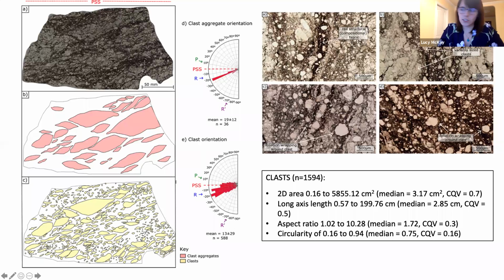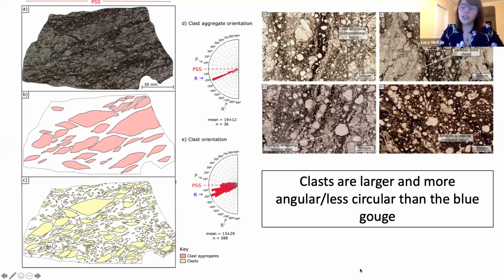So again, I've presented the numbers from my analysis, but all we need to know is that we're moving further away from the main slip plane of the fault, and these wall rock clasts are becoming larger and more angular as you move away from the fault.